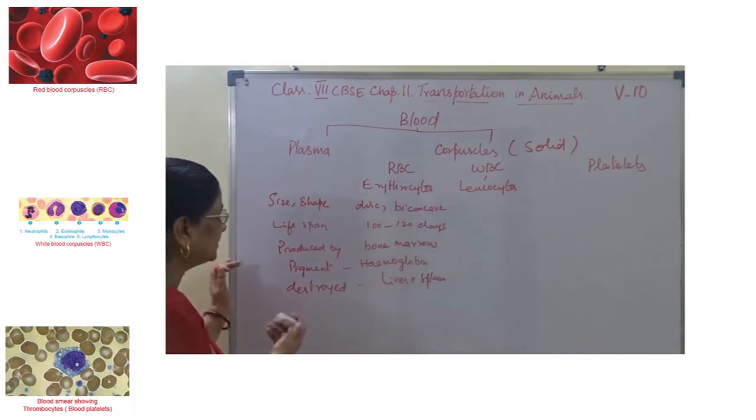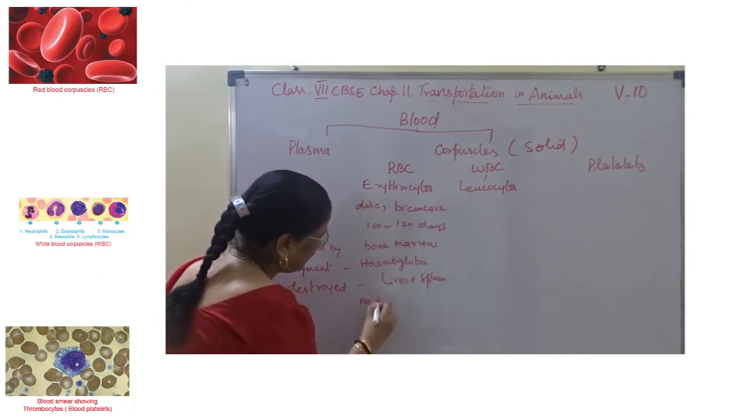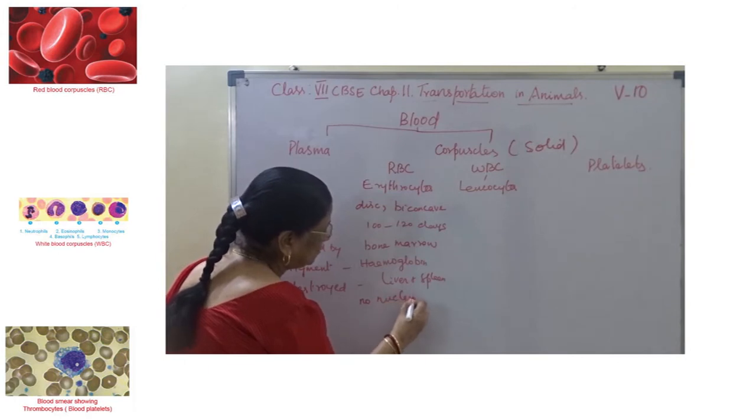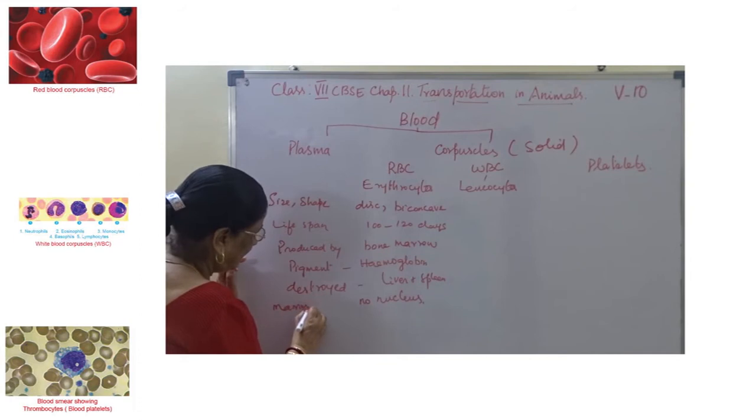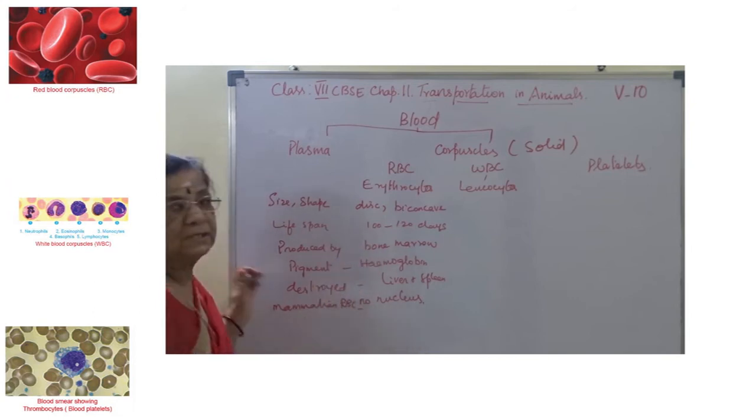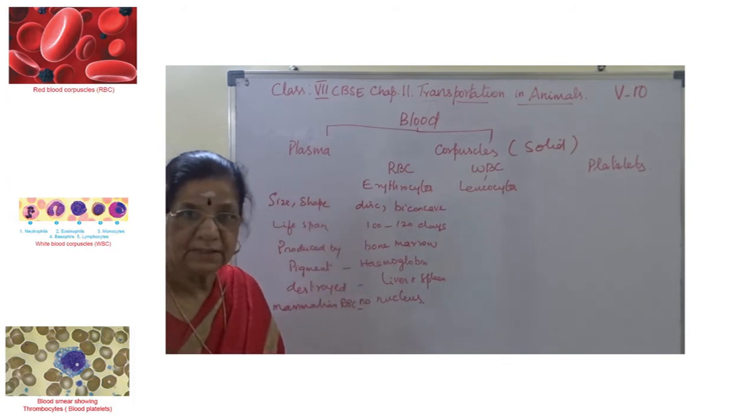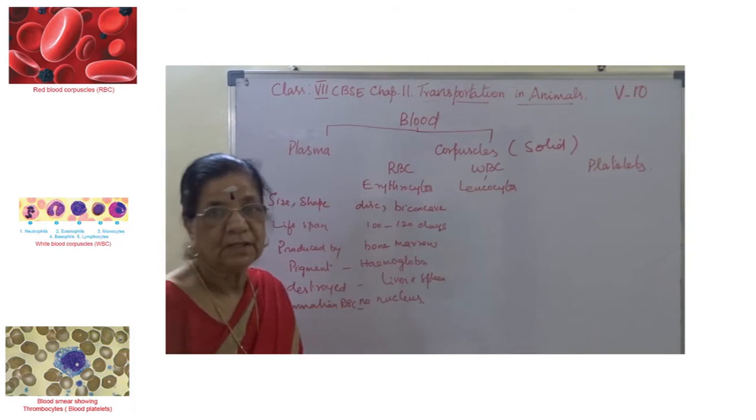In mature mammalian RBC, there is no nucleus. The nucleus is not present because it is itself carrying the oxygen. I hope you understand.